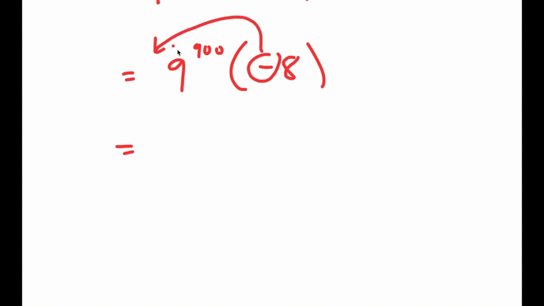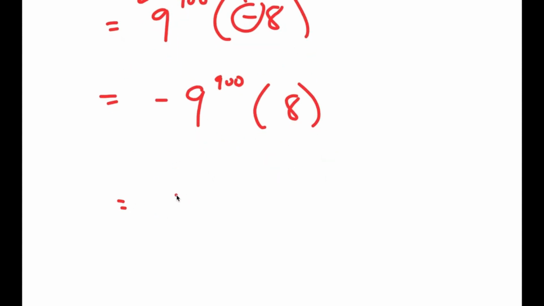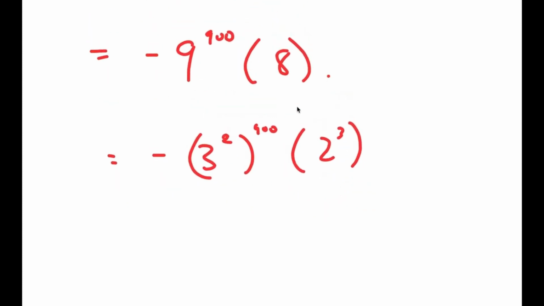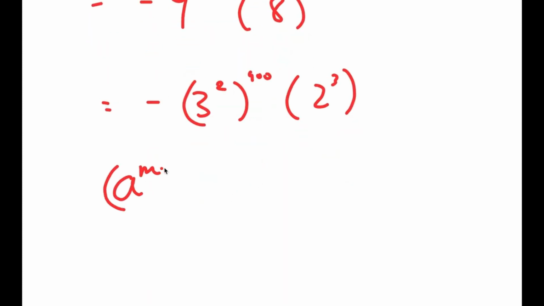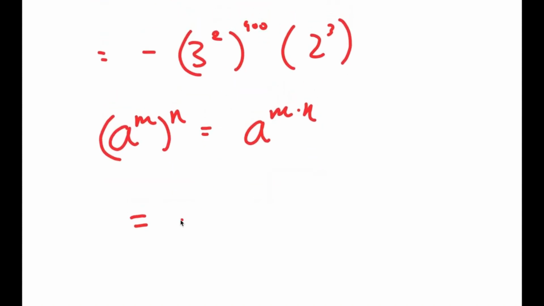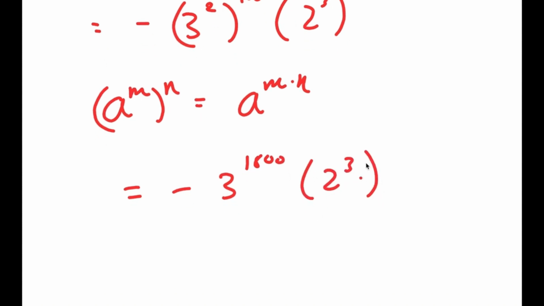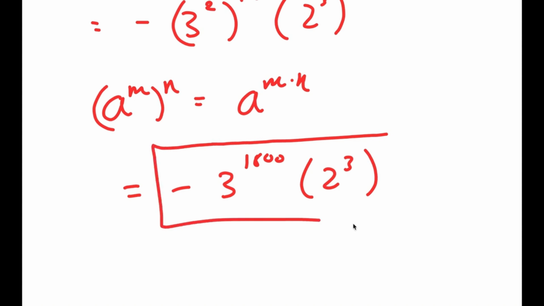So I'm actually going to move this negative sign to the front. So I get negative 9 to the power of 900 times 8. And this gets me negative 3 squared to the power of 900 times 2 to the power of 3. We're simplifying these terms as much as possible. So I'm going to use a quick exponential property that states that a to the power of m to the power of n is equal to a to the power of m times n on 3 to the power of 2 to the power of 900. So I get negative 3 to the power of 1800 times 2 to the power of 3. So this is my final solution to this equation.